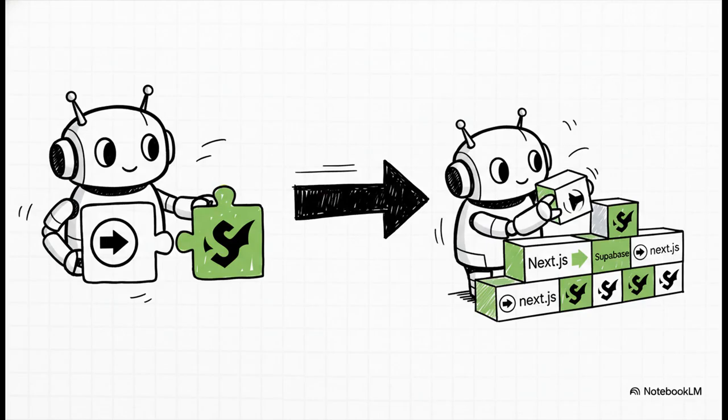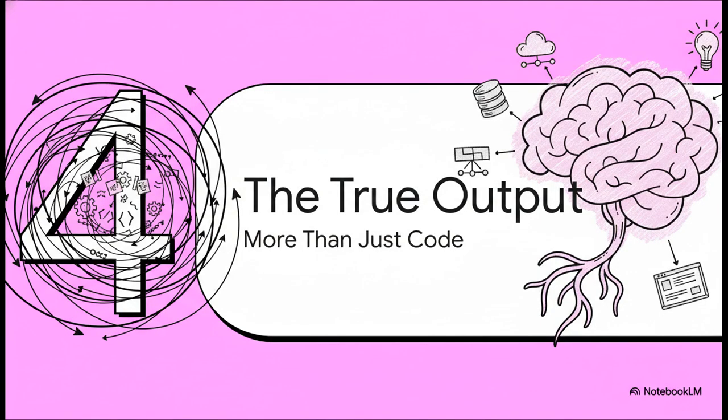Think about what that means. You give it access to your code, and it scans everything. It sees, oh, okay, they're using Next.js and Supabase here. So when it gets to work on that registration system, it automatically uses your stack and your existing patterns. You don't have to waste time explaining your setup. It just observes and adapts. It's incredible.